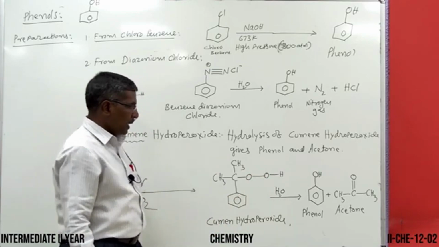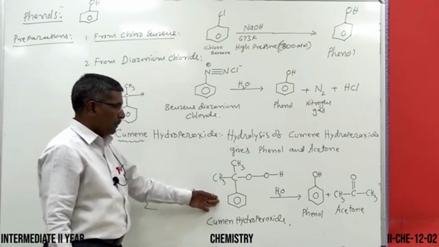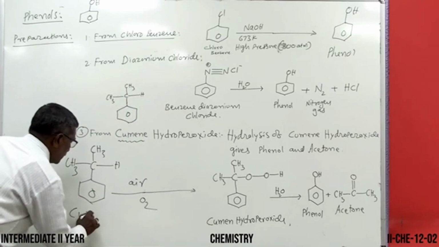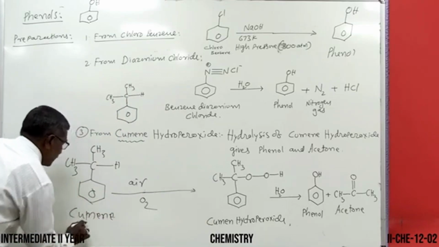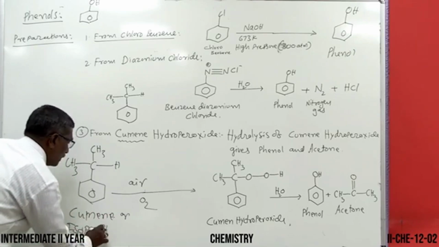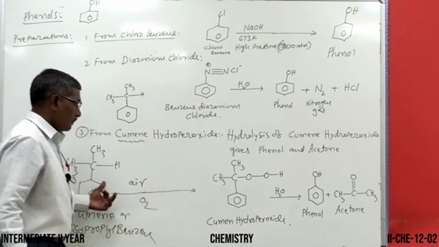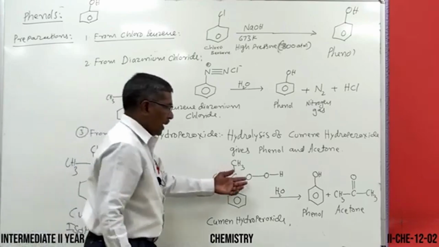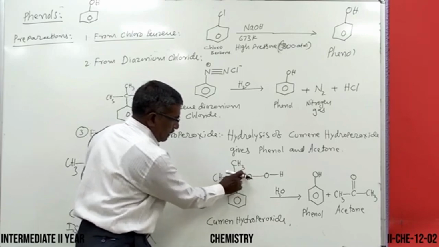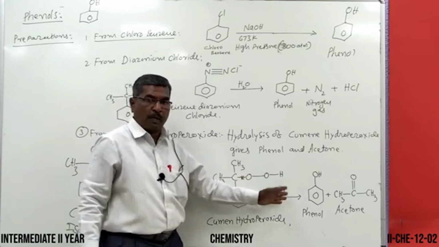So how to prepare phenol from cumene hydroperoxide is up to this part only. You have to take, and how it is formed, this is the method. The cumene, or isopropyl benzene. It is like hydrogen peroxide. If there is hydrogen, you will write hydrogen peroxide. So in the place of one of the hydrogens, we have a cumene. That's why it's a cumene hydroperoxide.